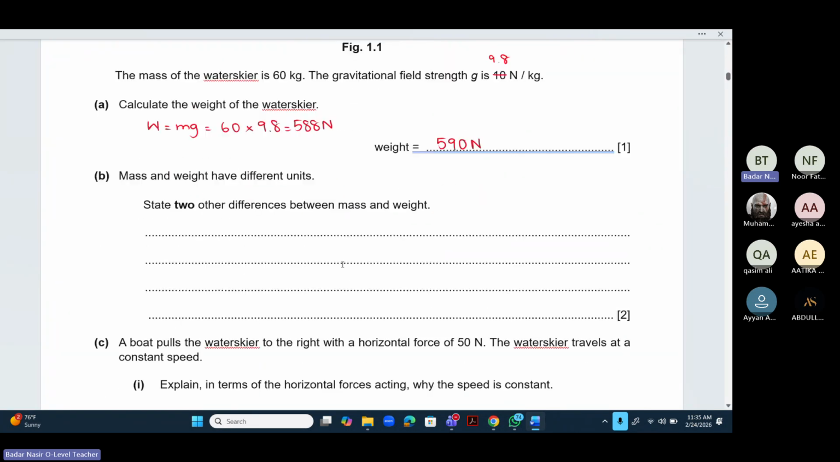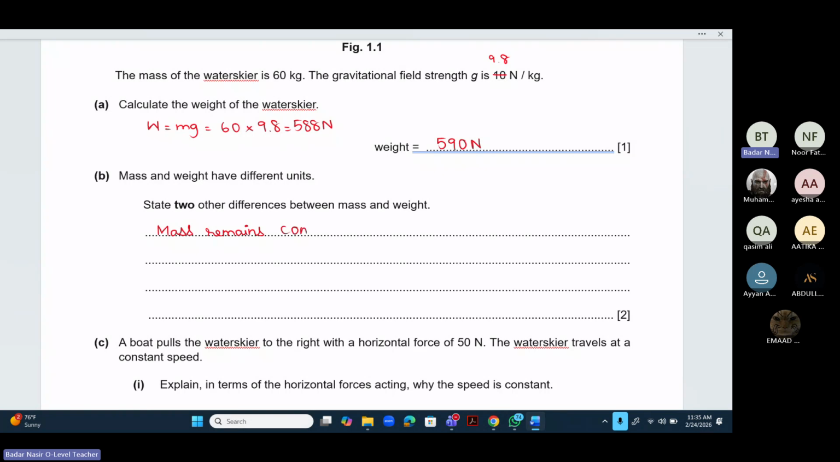Part B: mass and weight have different units. State two other differences between mass and weight. Okay? So what is the first difference between mass and weight? The first difference is that mass stays constant. Mass remains constant on every planet, whereas weight can vary.